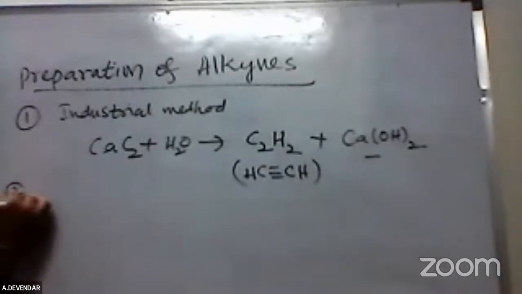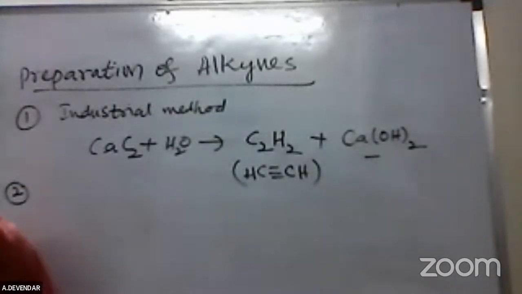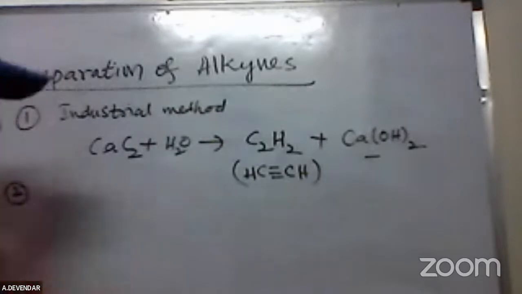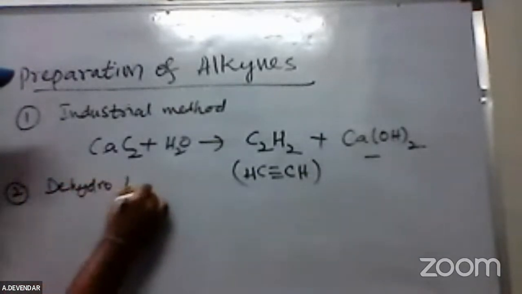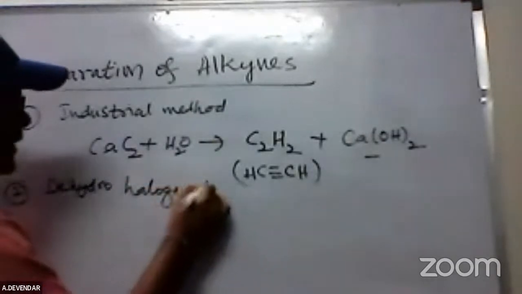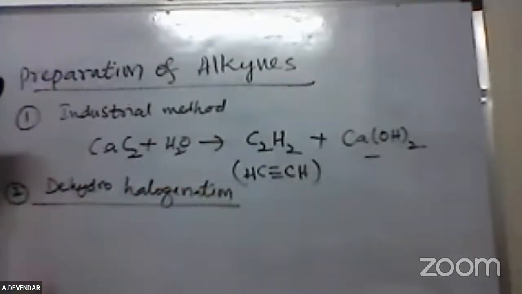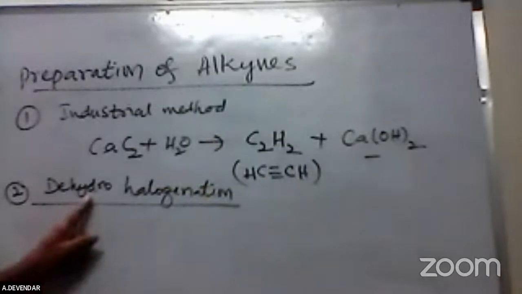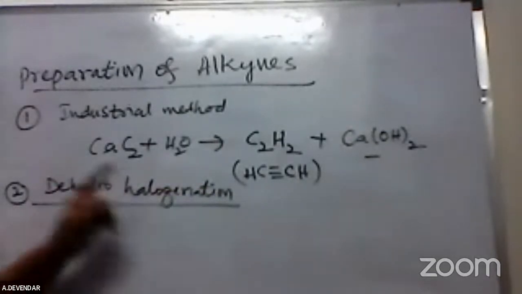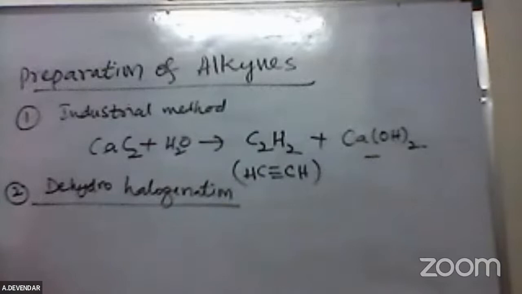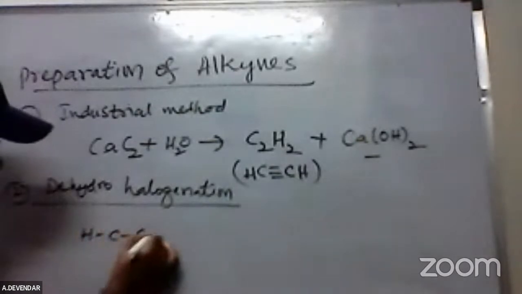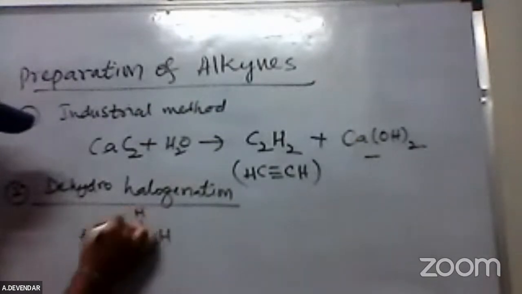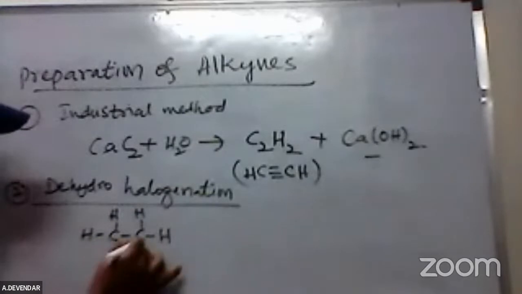The second method of preparation is dehydrohalogenation. See friends, dehydrohalogenation means you are removing one hydrogen and one halogen. In this dehydrohalogenation, I am writing the compound we are using. Can you say the IUPAC name of this? Anybody?